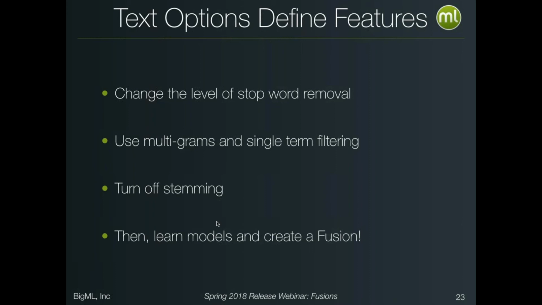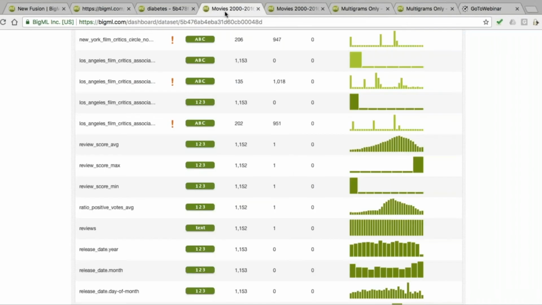You can turn off stemming. So you can say, I don't want to group word forms together. I want all of those word forms, player, playing, played, to appear as separate terms or separate features in the resulting models. And then, of course, if you have models that have a diversity of features, you create a fusion from them, and they may very well be able to correct one another's mistakes. Let's just see an example of that.